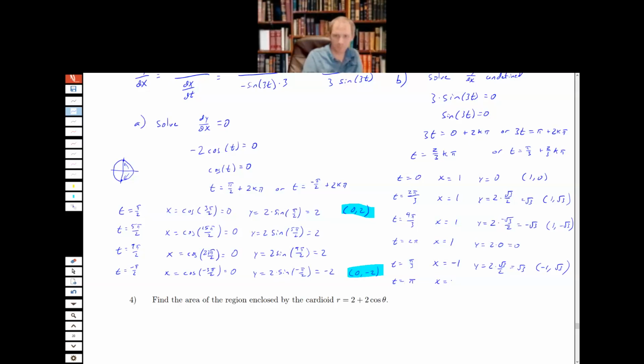When I multiply by 3, I will have 3 pi. I plug that into cosine. Cosine of 3 pi is -1. When I take sine of pi, I get 0. So we have -1, 0.